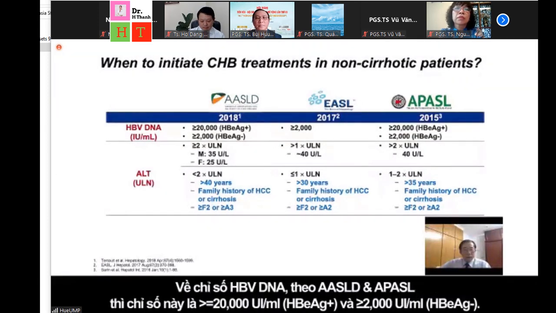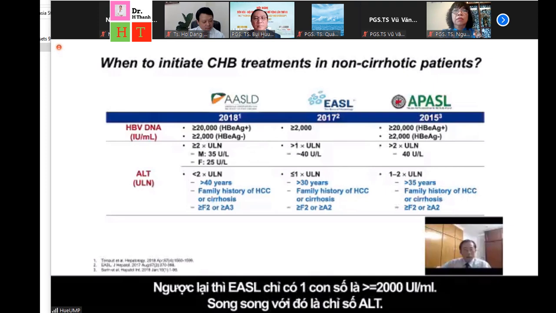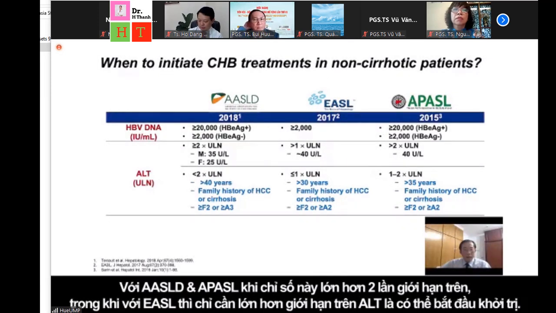In AASLD and APASL, for e-positive patients, the HBV DNA level cutoff is more than 20,000, and for e-negative, above 2,000. In contrast, in the EASL guideline, the only cutoff is more than 2,000 IU per ml. And regarding the ALT level, AASLD and APASL use more than two times the upper limit of normal, and EASL just requires abnormal ALT to initiate antiviral therapy.